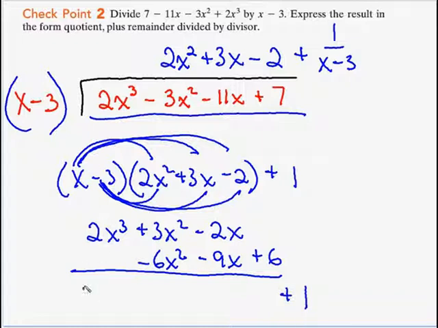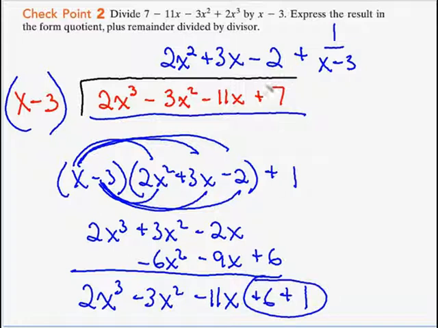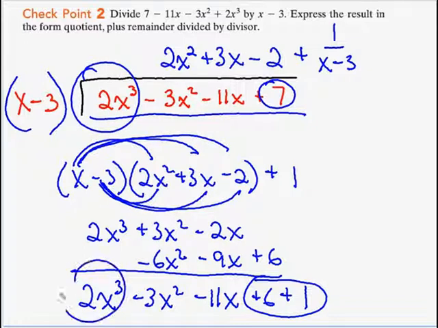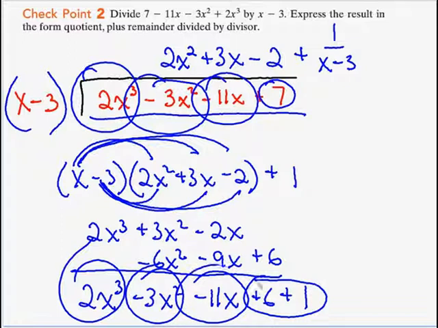So if we add all this up, we'll have our 2x cubed. Add these x squared terms, we get a minus 3x squared. These two x's add up to a minus 11x. And then this 6 and 1, well, I just bring down the 6. That 6 plus 1 turns into this 7. And then everything matches up. 2x cubed, 2x cubed, minus 3x squared, minus 11x.